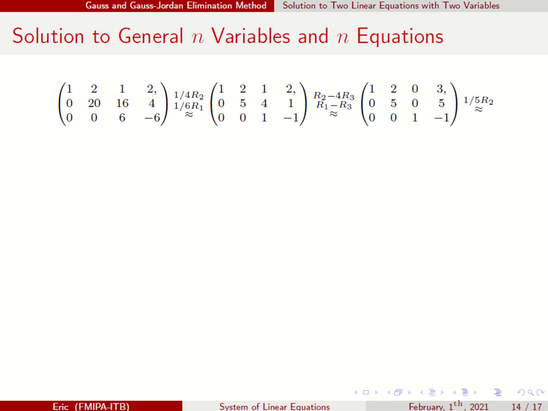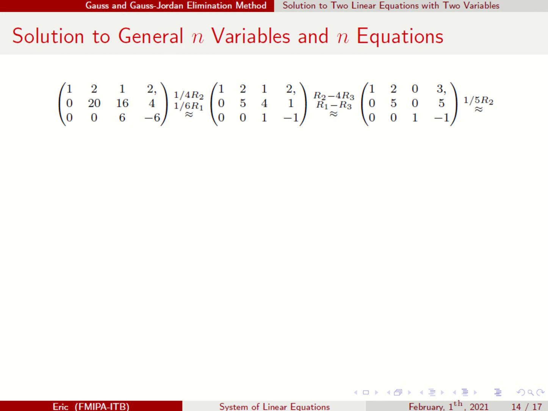Look at the first row operation. R2 minus 4 times this, 0. 5 minus 4 times this is 5. 4 minus 4 times 1 is 0. 1 minus 4 times minus 1 is 5.